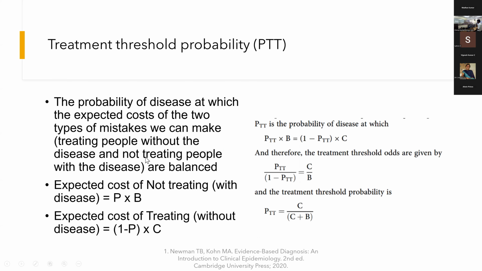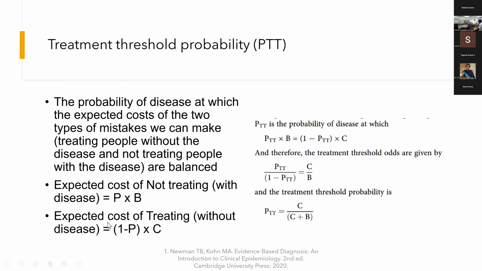So what is treatment threshold probability? The treatment threshold probability is nothing but the probability of disease at which the expected costs of 2 types of mistakes that we can make, which is nothing but someone having the disease and not treating it, and someone not having the disease and we ending up treating it, are balanced, where both are equal. And what is the expected cost of not treating a patient with disease? That we calculate by the formula of P into B. P is nothing but the probability of the patient having the disease, and B is nothing but the cost associated with not treating someone who has influenza.